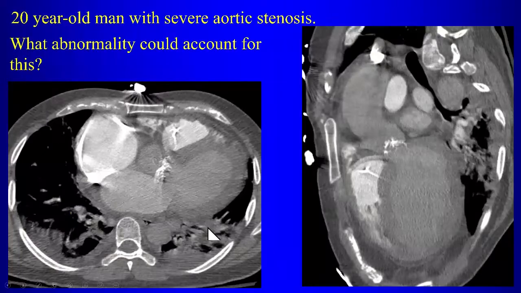Okay, so over at St. Barnabas, this is a young patient with severe aortic stenosis. You can see on the CT, we've got a dilated left ventricle, the left atrium's on the big side, and heavy calcifications of the aortic valve. Very young patient. So what abnormality might account for this? If we have a very young patient with severe aortic stenosis, what do we think about?